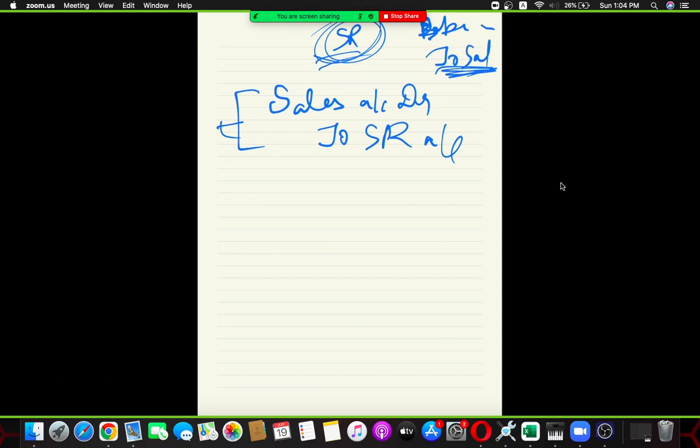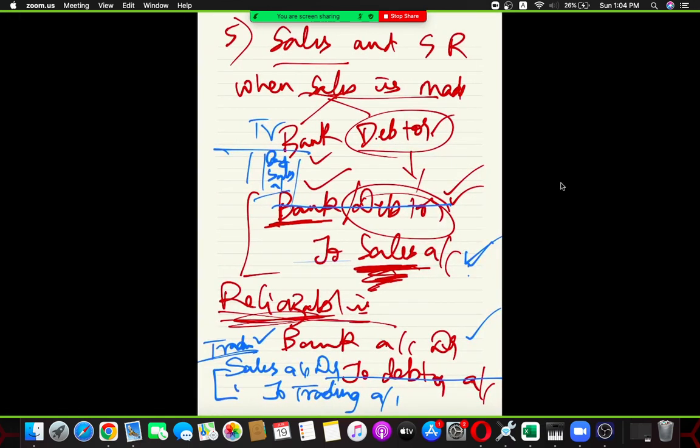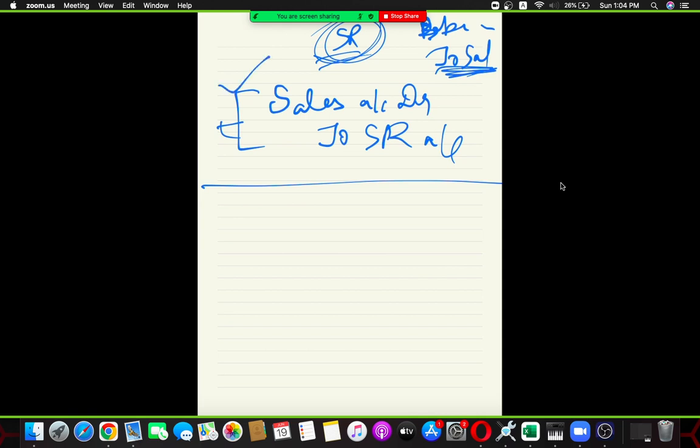Now, let's try to understand the next one, closing inventory. Sales is done, sales is easily done. This is with respect to the trading account, that is, sales account debit to trading account. And how are you going to affect the same with the sales return? This is the one. Now, let's move to the next one. Closing inventory.